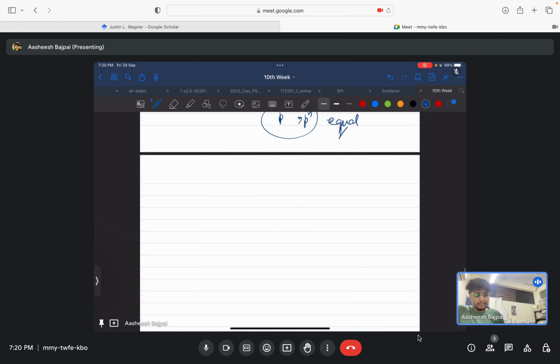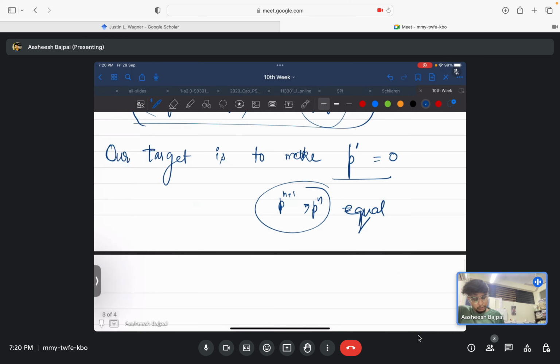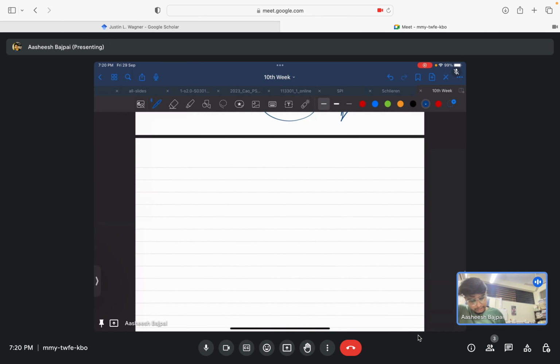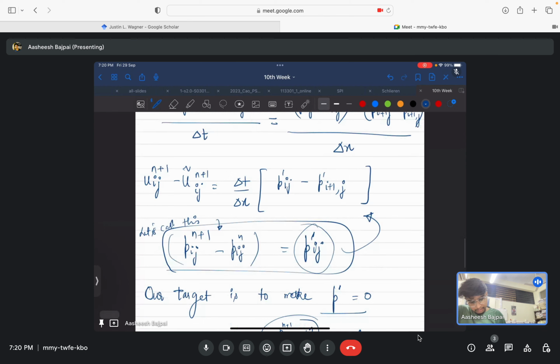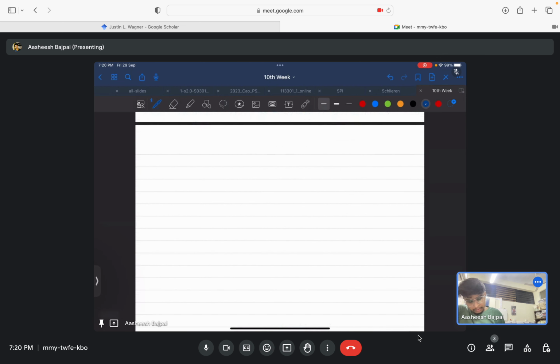So let us apply this equation at different points. Our equation, let me write it here again. Let's write it. So for u_ij at n+1 is equal to u tilde_ij at n+1 plus delta t by delta x, P dash_ij minus P dash_i+1,j.